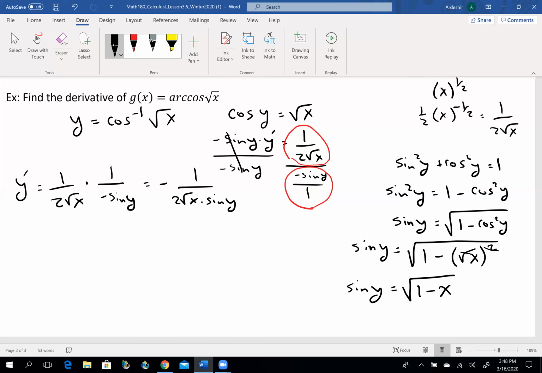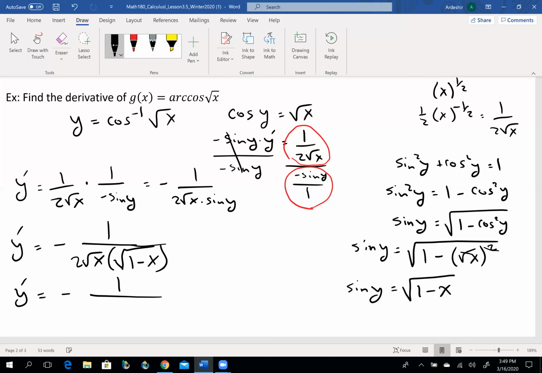So now I'm going to replace this. y prime equal to negative 1 over 2 times square root of x times, instead of sine of y, I'm going to just write square root of 1 minus x. And finally, if I multiply the square root of x times the square root of 1 minus x, it's going to be y prime equal to negative 1 over 2 times the square root of x times 1 minus x.